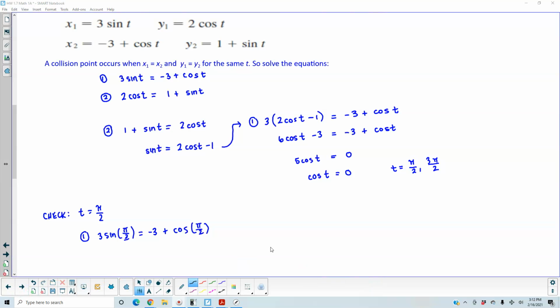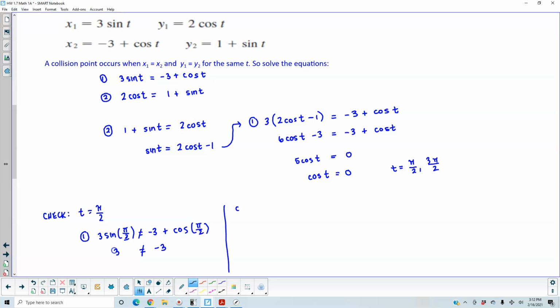So the sine of pi over 2 is 1, so 3 times 1 is 3. And then over here we have negative 3 plus the cosine of pi over 2. The cosine of pi over 2 is 0. So therefore, it does not work for pi over 2. So we don't need to check the second equation.